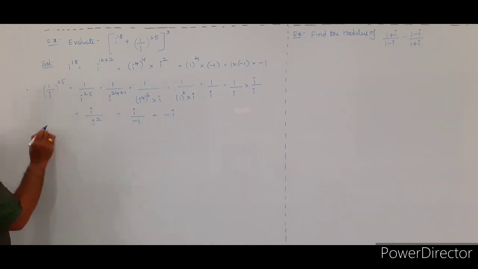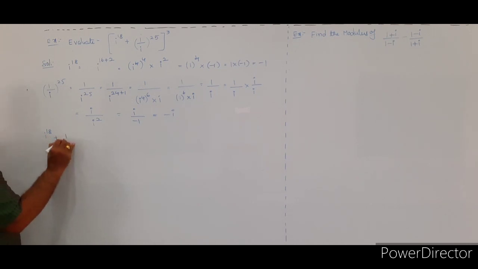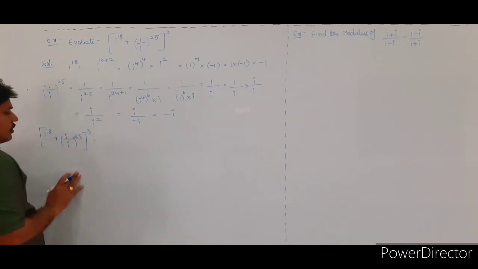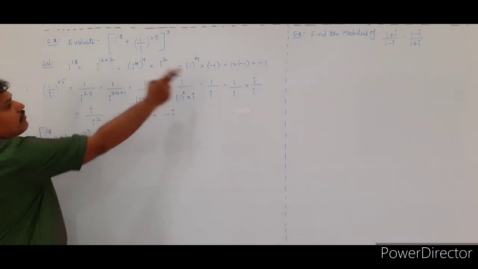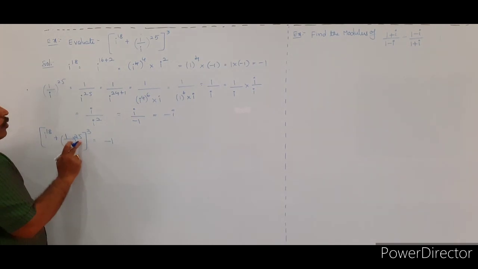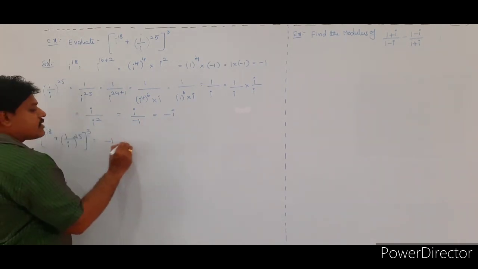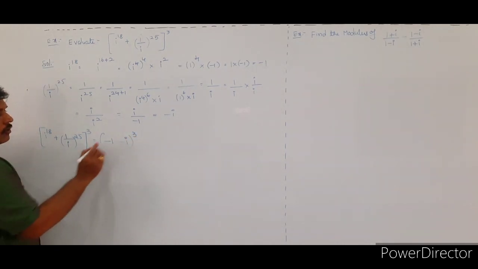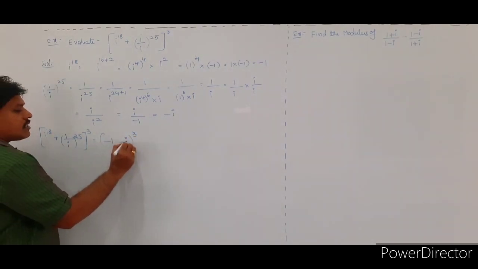So in the question, what is given? They are asking you to calculate (i^18 + (1/i)^25) whole cube. This is the value they are asking. So what will I do? i^18 value is minus 1, and (1/i)^25 value is minus i. So this is the minus 1 and this is the minus i.